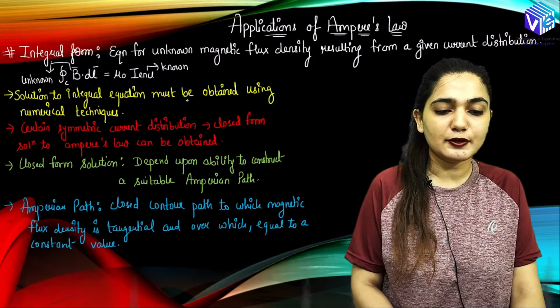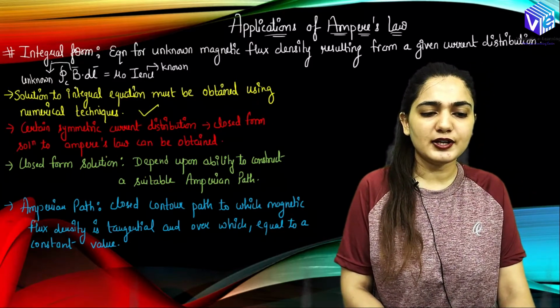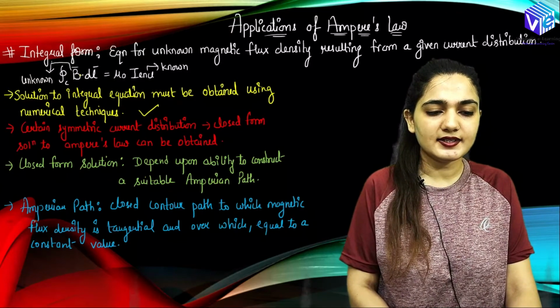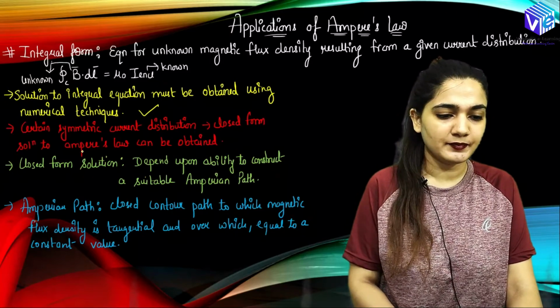Solution to the integral equation must be obtained using various numerical techniques. You can find out the integration with the help of a numerical technique. Then you can divide this integration over C of B dot dl by mu naught I enclosed, and this is how you can find out the B, right?